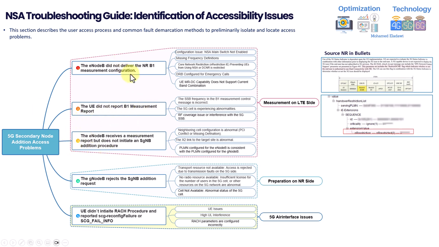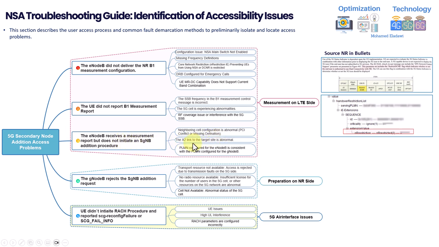Assuming now these two steps are done fine, so B1. The next step after the measurement report is done, we are expecting that the eNB, after receiving the measurement report, should initiate the SgNB addition procedure, right? So in this case, the eNB didn't initiate. It can be a problem in the definition itself, for example, you have a PCI conflict or missing definition. The neighbor relation is missed. So the eNB will not deliver an SgNB addition request.